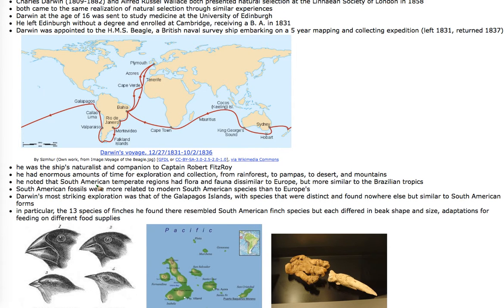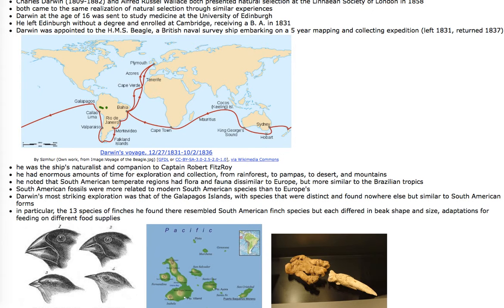He found South American fossils that obviously were more related to modern South American species than to anything he knew from Europe. And the most striking thing was he saw the species in the Galapagos Islands, which were endemic and found nowhere else in the world, but they were very similar to South American forms that were due east on the continent of South America. So in particular, the 13 species of finches, which he didn't even know were finches at the time, he found there resembled South American finch species, but each differed in the shape of their beak, adaptations for feeding on different food supplies, behaviors, etc., etc.